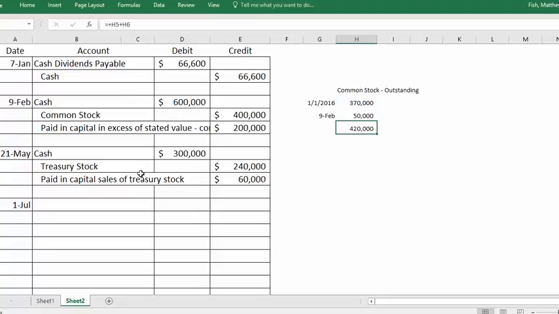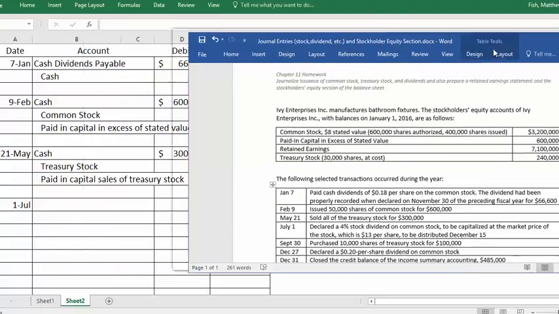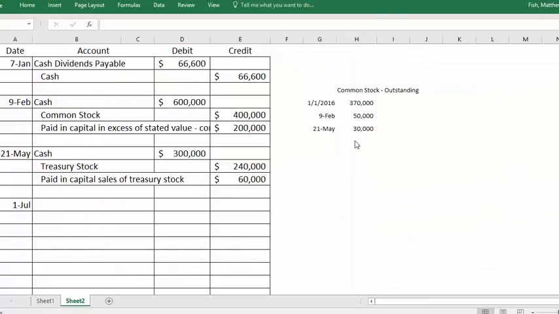But on May 21st, the treasury shares we held, we sold them back to the general public. So that increased the number of shares by 30,000. If you're wondering where I got the 30,000 from, you'd have to refer back to here. There were 30,000 shares sitting in the treasury, and I sold them back to the common stockholders. So that's where I got the 30,000. So my running total as of July 1st is all of this: the beginning balance plus the amount I issued plus the treasury shares.